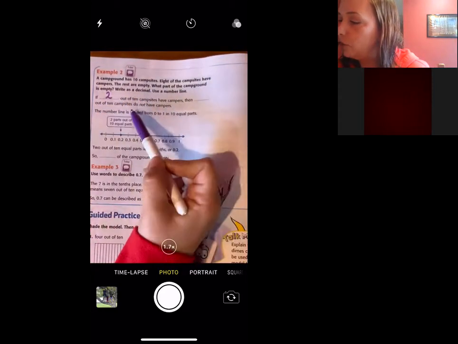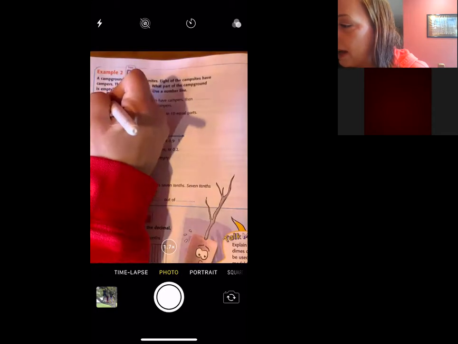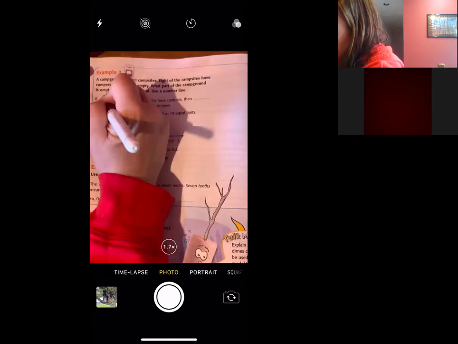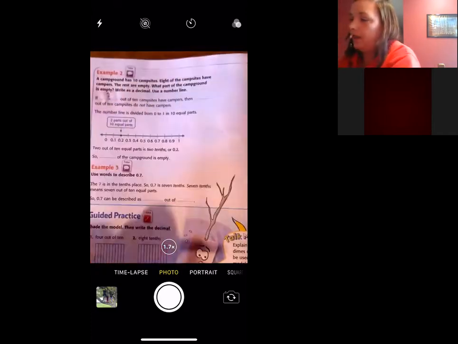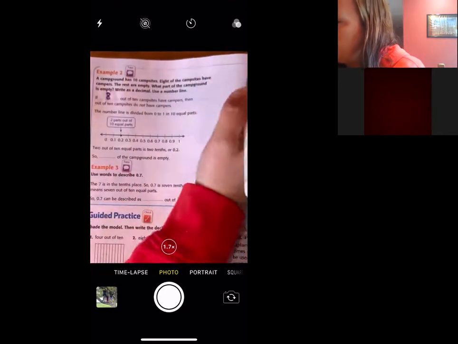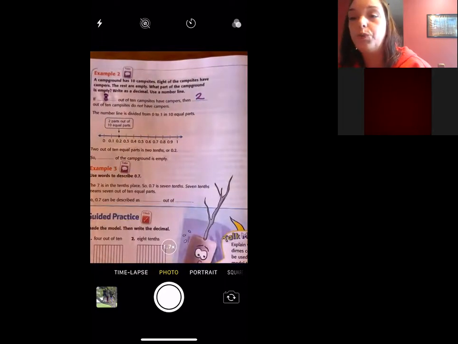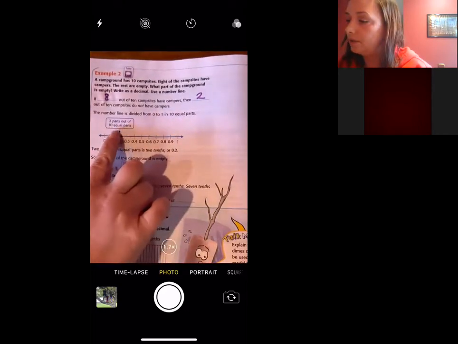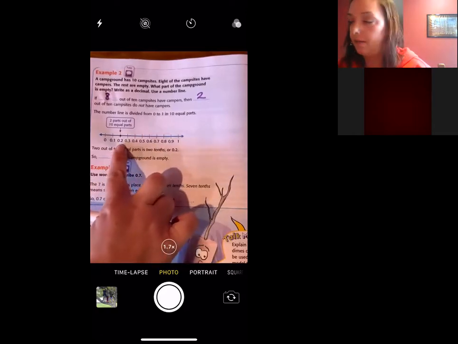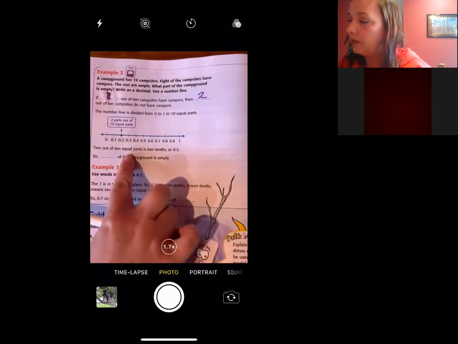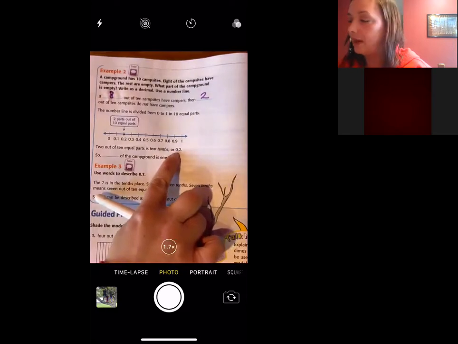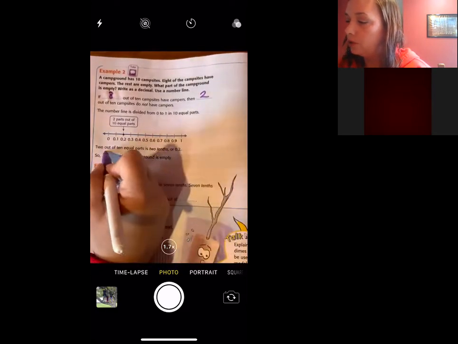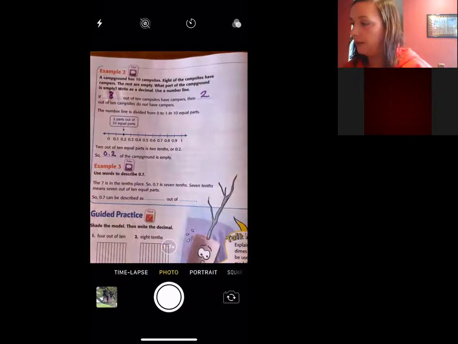I'm going to go ahead and erase that so it doesn't look messy. Sorry about that. So if 8 out of 10 campsites have campers, then 2 out of 10 campsites do not have campers. The number line is divided from 0 to 1 in 10 equal parts. So 2 parts out of 10 equal parts would be at 2/10 on the number line. 2 out of 10 equal parts is 2/10, or we write that as 0.2. So 2/10 of the campground is empty.